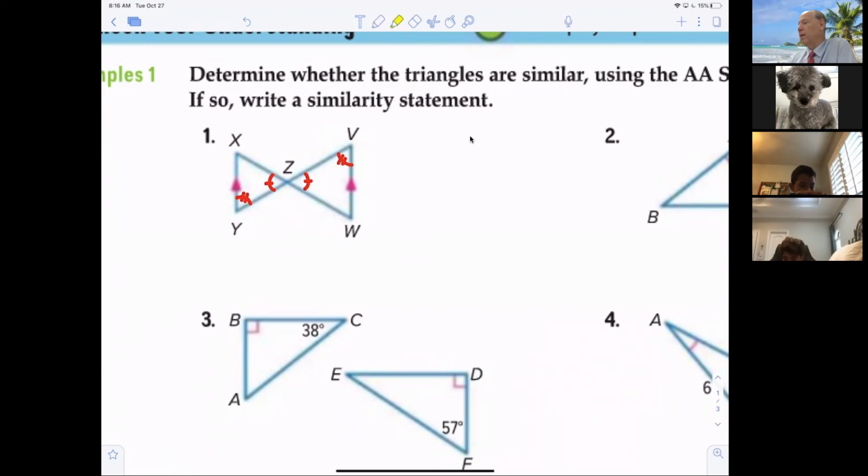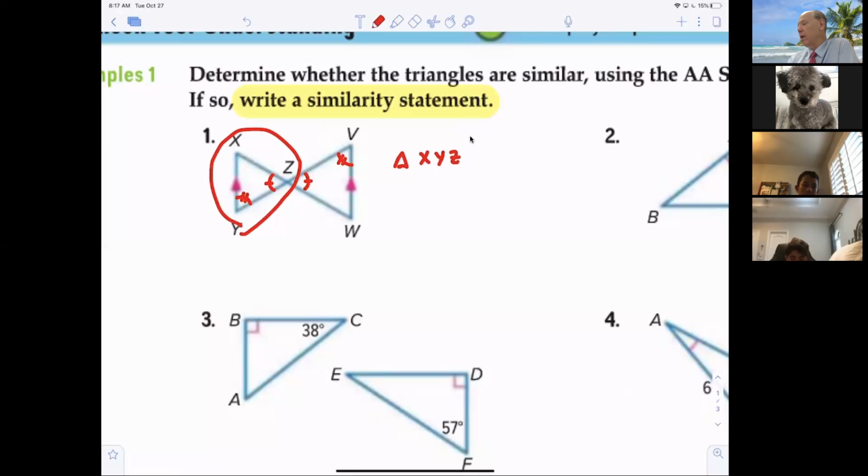Now, not the hard part really, but sometimes kids mess this up. Write a similarity statement. Why do they say write a similarity statement? Because there are multiple possibilities, right? But what I always like to do is I like to write them in alphabetical order if I can. So what I'm gonna do is take this left triangle and say that is triangle what? Well, let's try alphabetical. X, Y, Z. Now, does the one on the right necessarily have to be in alphabetical order then? No, right? Because you are saying what corresponds.